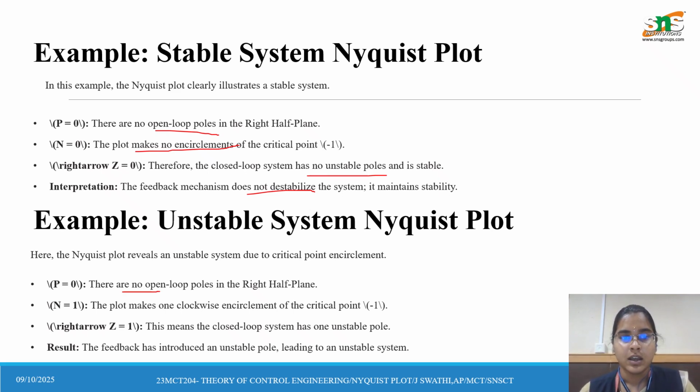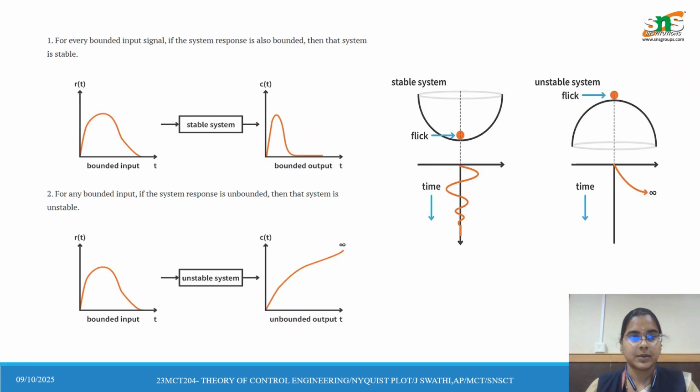Well, coming to the unstable system, here you can see there are no open loop poles in the right half plane. The plot makes one clockwise encirclement. So the first condition is satisfied, but in the second condition, we have one clockwise encirclement, and here it is said to have one unstable pole, and thus it leads to an unstable system.